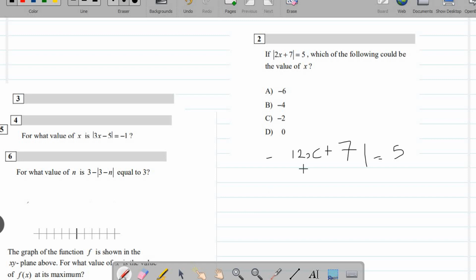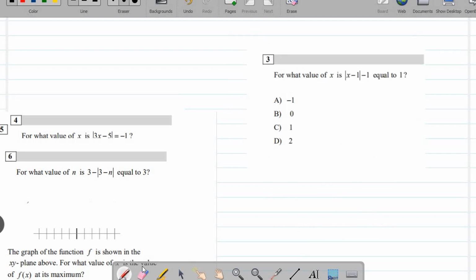So I'm going to put minus 2x, minus 7 is equal to 5. Let's do that. So we put minus 2x equal to 5 plus 7. 5 plus 7 is 12. Alright, and then x equal to minus 6. So we have an answer there. So for the two values of x, we have this, x is equal to minus 6.